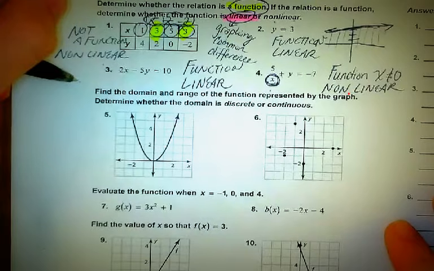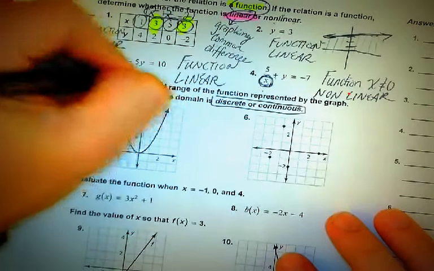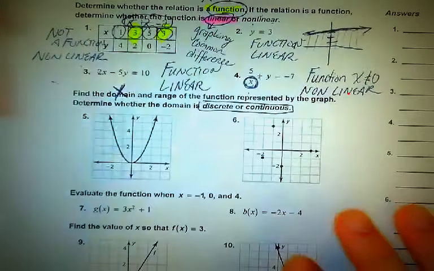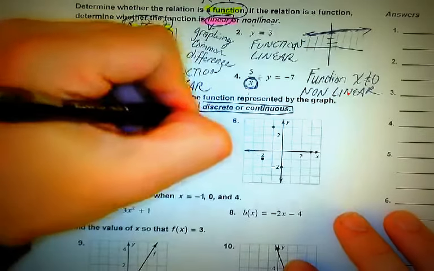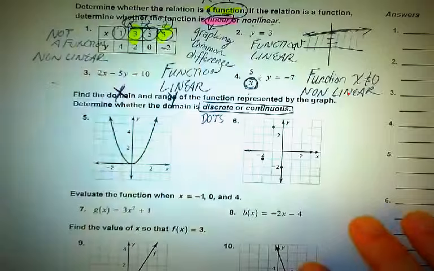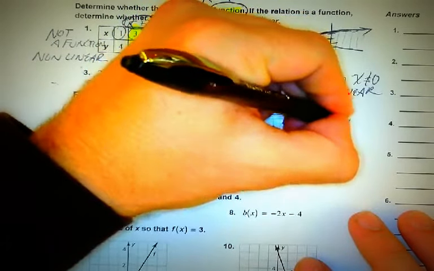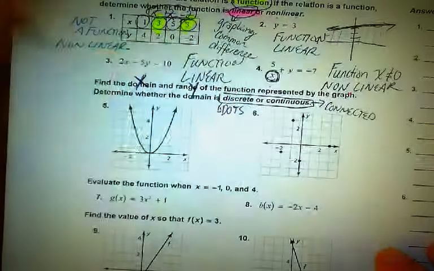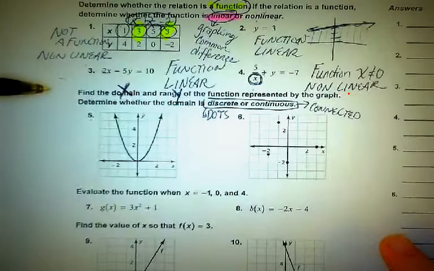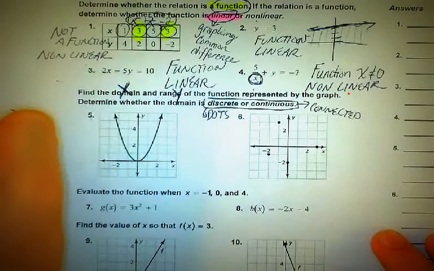Alrighty, let's talk domain and range, and then we'll talk discrete or continuous. Domain is your x values. Range is your y values. Discrete means dots. Continuous means connected. So let's look at number 5. I'm going to talk first about my domain and then my range.